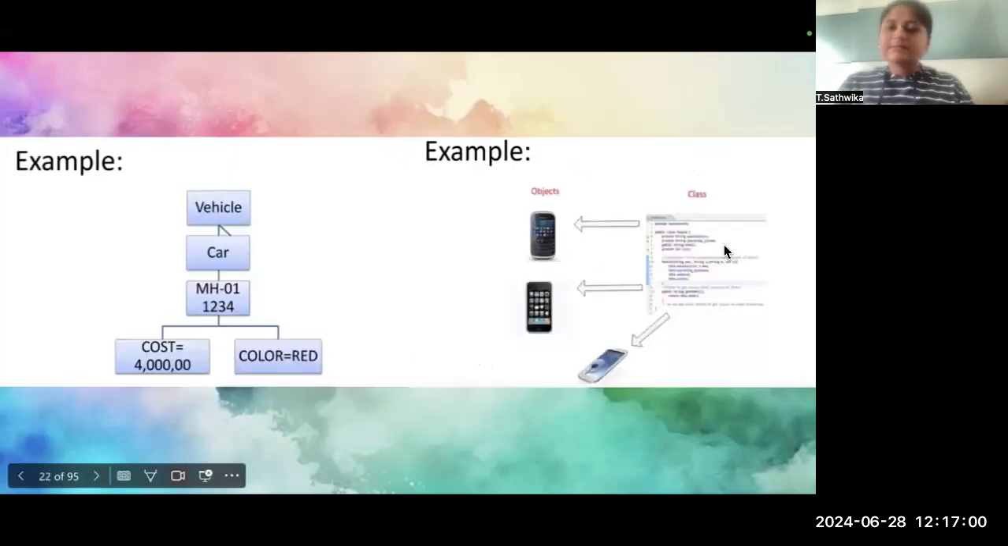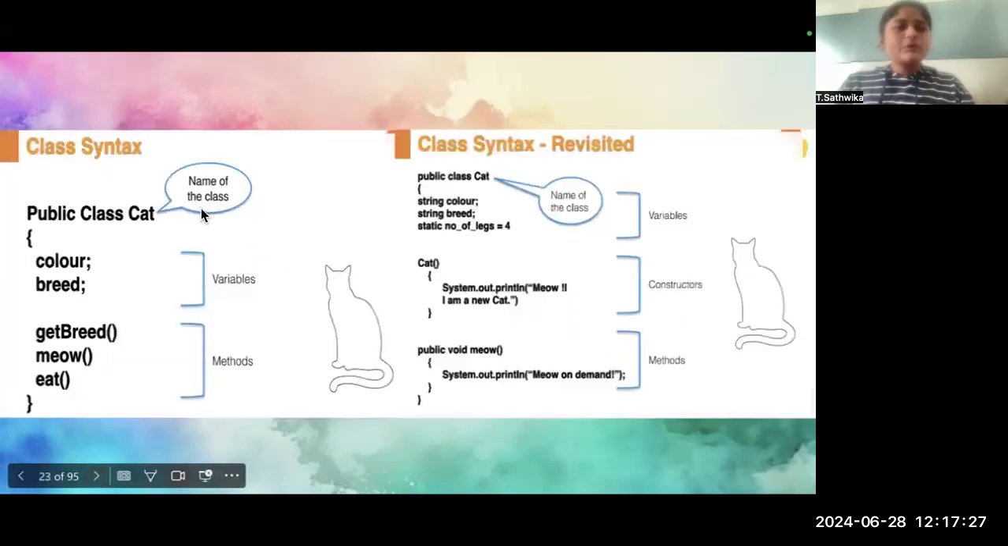And if we consider mobile as a class, the different types of brands involved in it are called objects. And vehicle is a class, and the car has its own plate number, cost, and color, the brand or the company's brand. All these are nothing but the functionalities of the vehicle car. Now the syntax is nothing but, let's just take an example of cat.